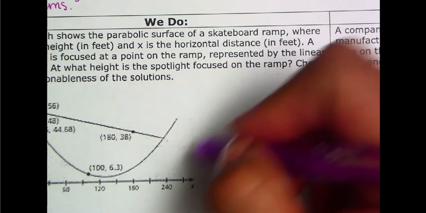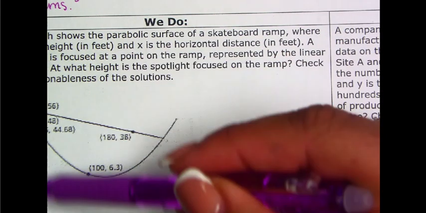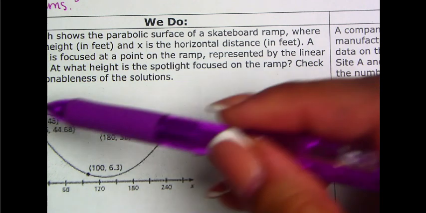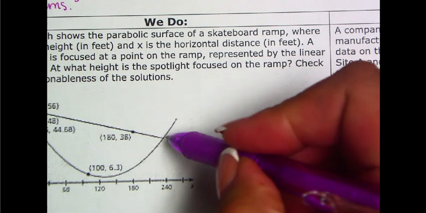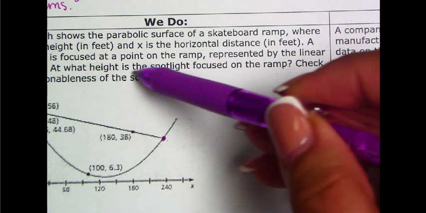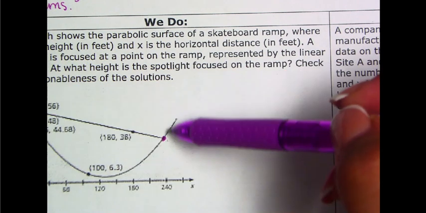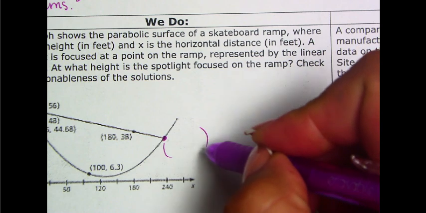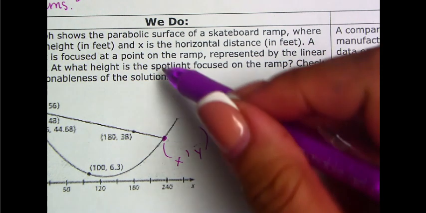For example, here you have a parabolic surface of a skateboard ramp where y is the height and x is the horizontal distance in feet, and up here we have a spotlight being focused at a point on the ramp, this specific point right here. The question is asking what height the spotlight focuses on. The height is the y value. What is the y value for that point right there?